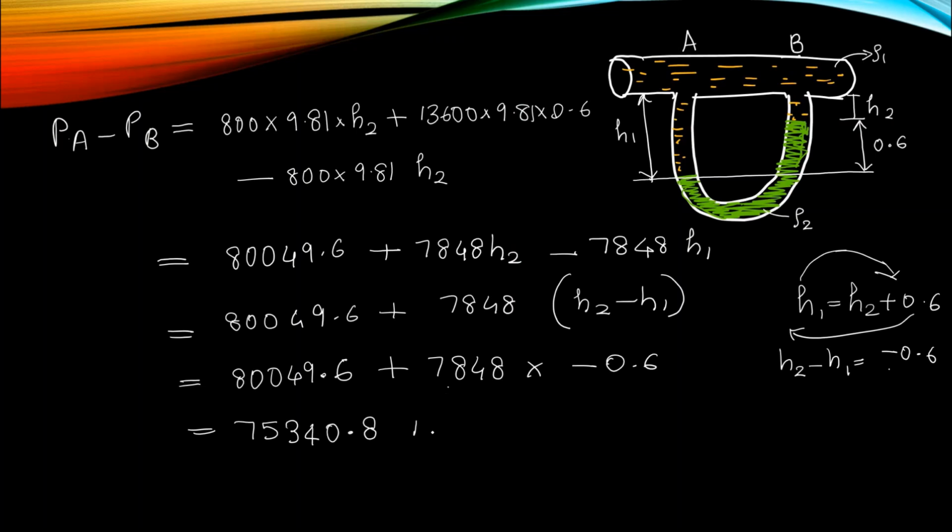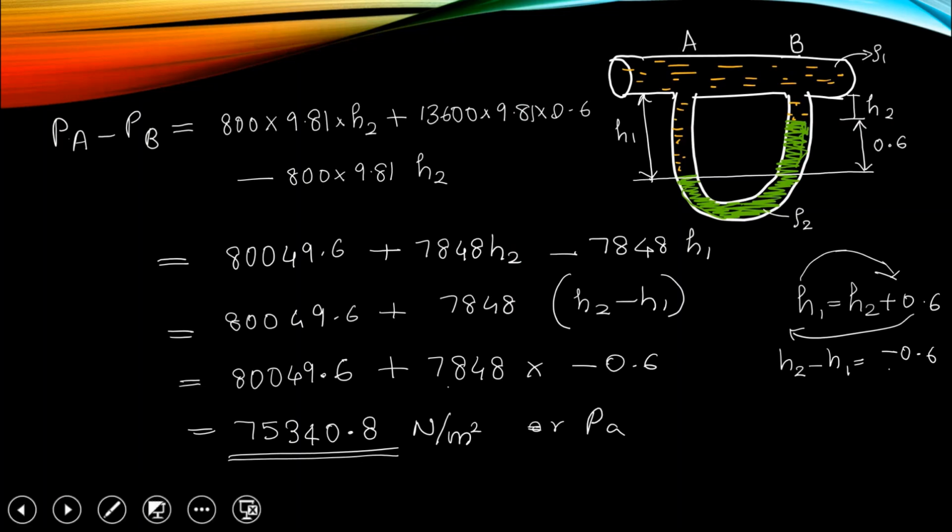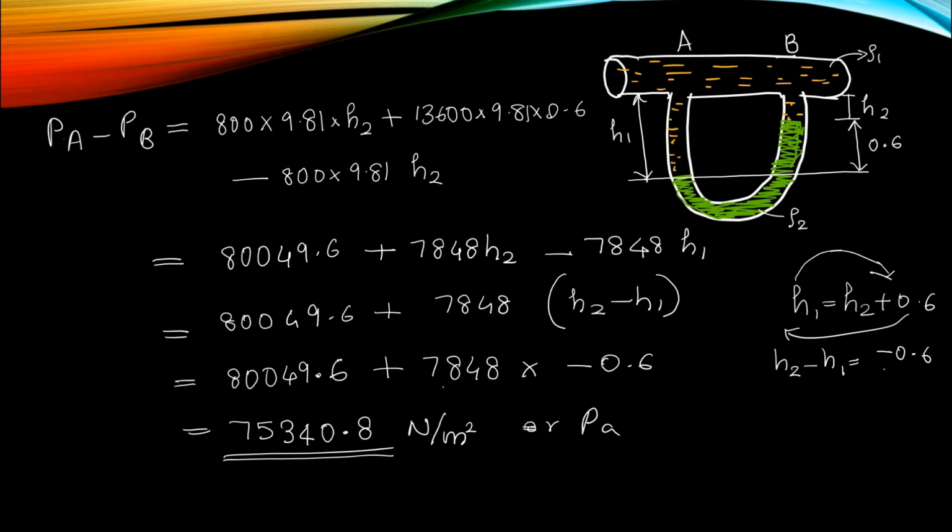75,340.8 Newton per meter square, which is equal to Pascal. We can write Pascal or Newton per meter square. So this is the difference in pressure between A and B. Now let us see the next question.